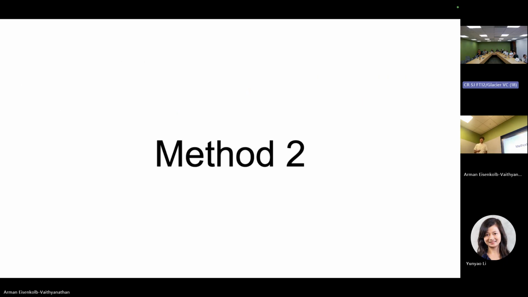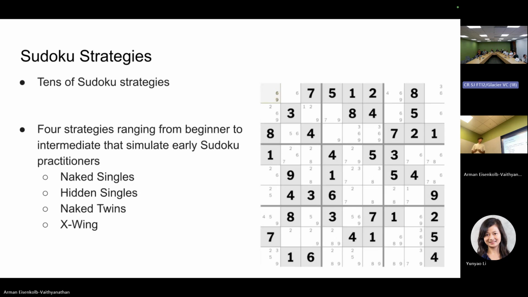Our second method, which is more human-oriented, focuses on simulating human solvers. However, before I introduce the method, I would like to talk about Sudoku strategies. Sudoku strategies are logic techniques that people use to solve Sudoku puzzles. Most Sudoku strategies revolve around some kind of pattern recognition. There are tens of such Sudoku strategies, however, I have chosen 4. These 4 range from beginner to intermediate and allow me to simulate early Sudoku practitioners.